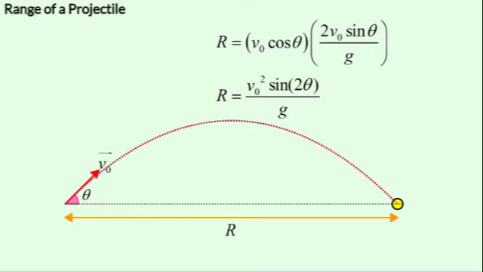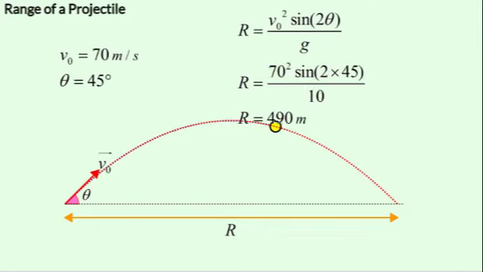But personally, I prefer to remember it as the x component of the velocity times the time of flight, and I remember the time of flight as 2 times v0 times sine of theta over g. The choice is really yours, whatever you feel comfortable with, because they all converge to give you the same range.